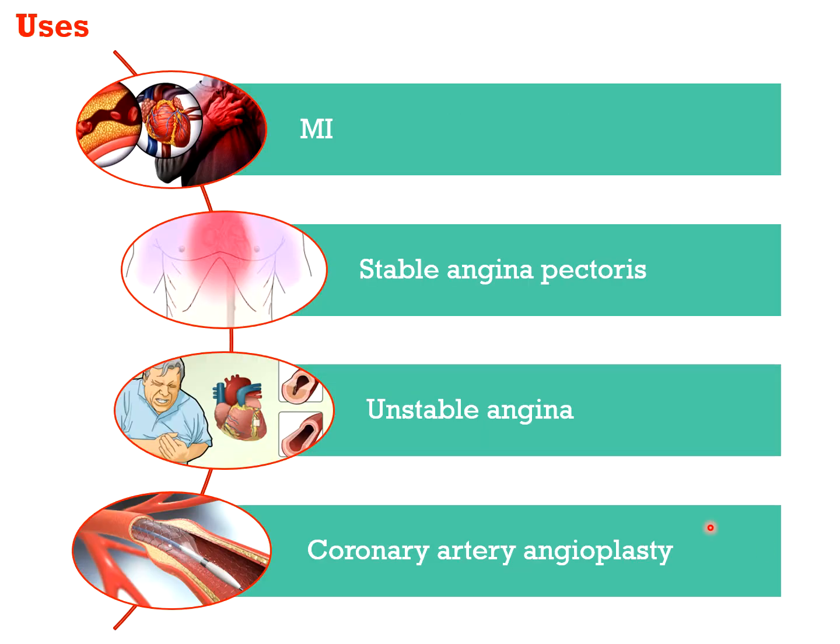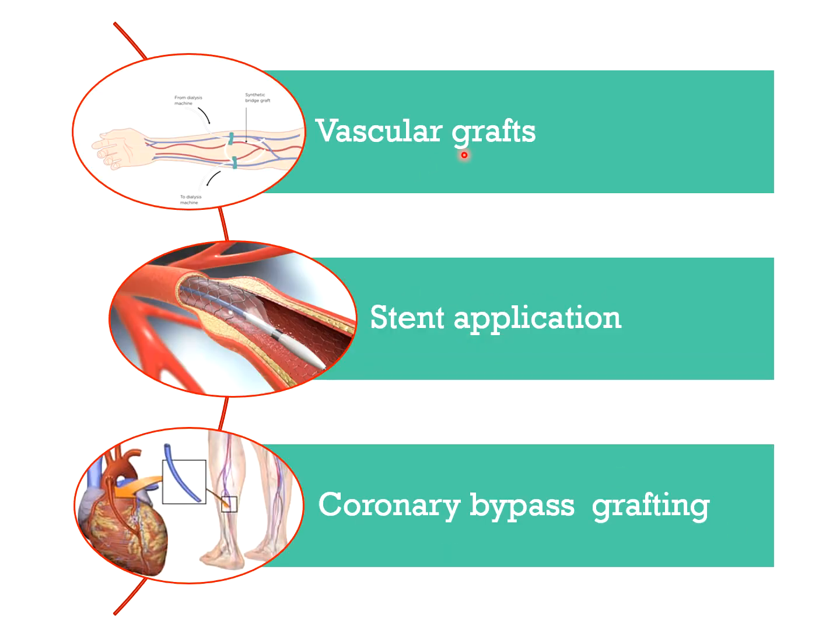Next will be uses. It is used in the treatment of myocardial infarction, stable angina pectoris, unstable angina, and coronary artery angioplasty. In these conditions we use it for a prophylactic purpose. Vascular graft: if any damaged blood vessel is replaced with an artificial one, that we call a vascular graft. And stent application. If there is any blockage in the coronary arteries, to ease the flow of blood a stent is applied.